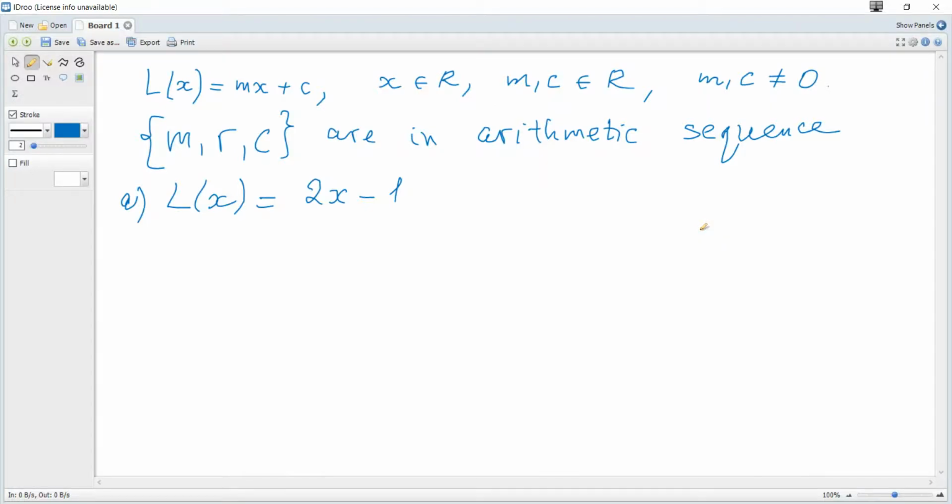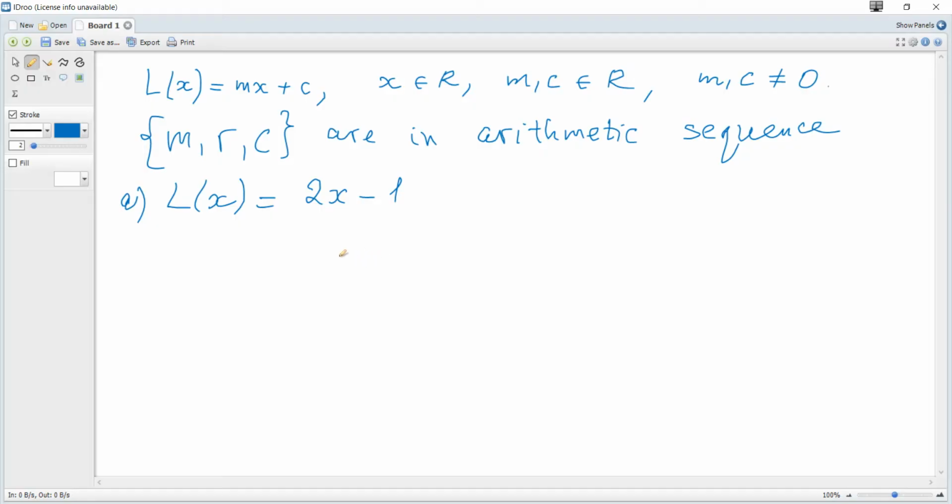Consider the function L of x is mx plus c. Let R be the root of L of x is equal to 0. If m, r, and c in that order are in arithmetic sequence, then L of x is said to be an AS linear function. A: Show that L of x, which is equal to 2x minus 1, is an AS linear function, 2 marks.